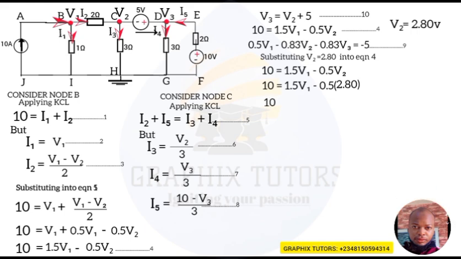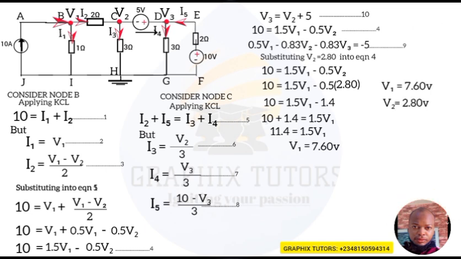So 10 will now be equal to 1.5 V1 minus 0.5 times 2.80, which is 1.4. If I collect like terms, I'll move minus 1.4 to the left hand side of the equal sign. So I'll have 10 plus 1.4 equals 1.5 V1. So 10 plus 1.4 is 11.4 equals 1.5 V1. So V1 will give me 11.4 divided by 1.5, which is 7.6 volts. So we've gotten V1, this is the value of V1, and this is the value of V2.